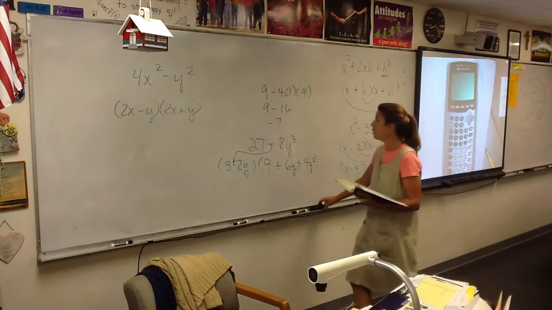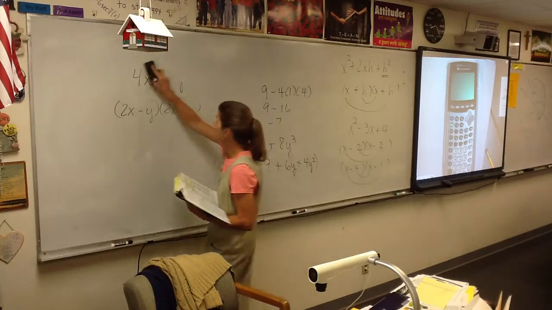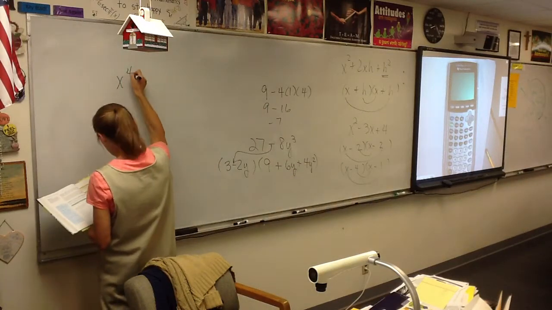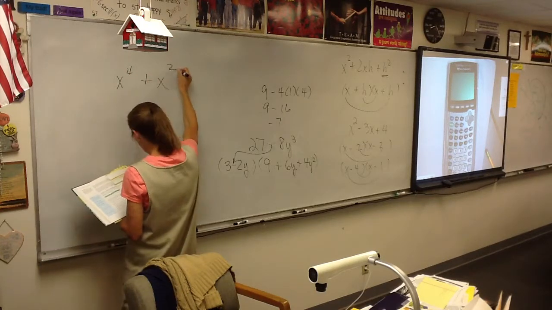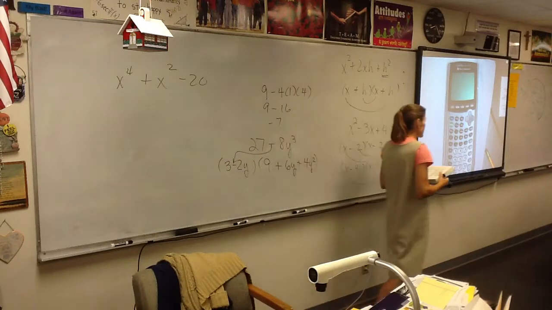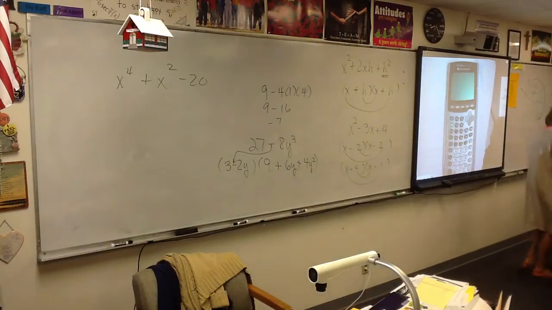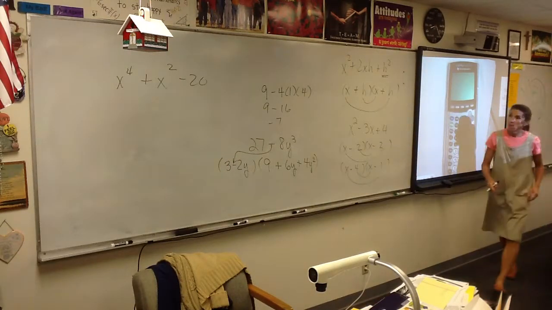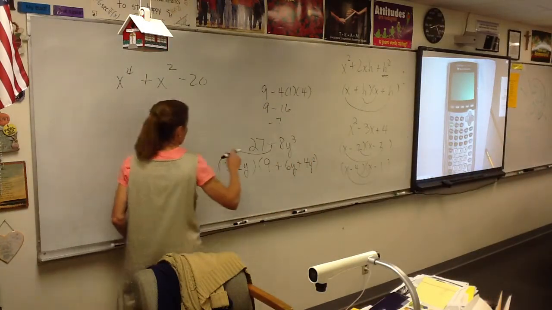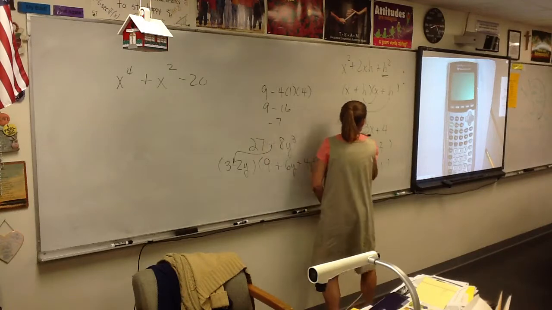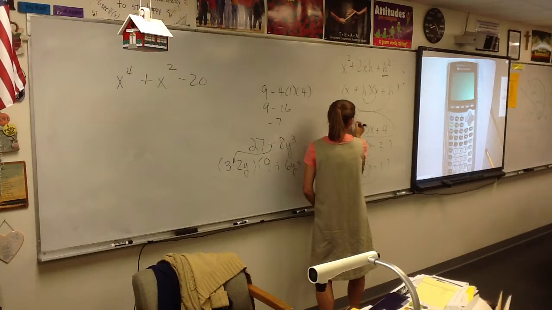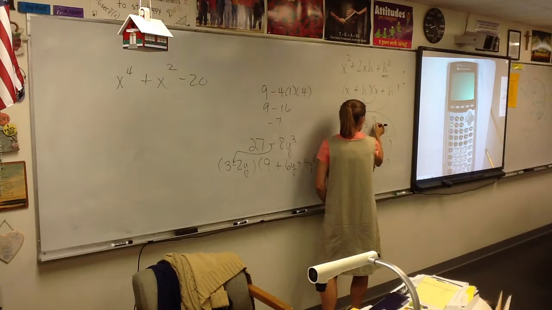Number 10 is what we call quadratic form. In other words, it looks like a quadratic, but it's not a quadratic because its degree is 4. It's called a quartic equation, or expression. But it's in quadratic form, and what we mean by that is, okay, when we look at a quadratic, right, this is a quadratic. What's the relationship between this exponent and this exponent?